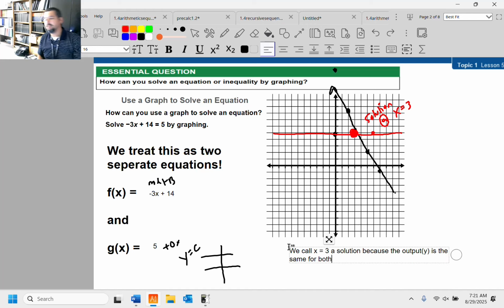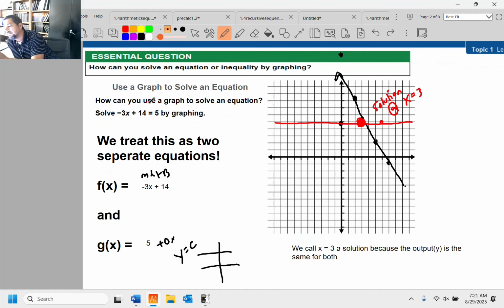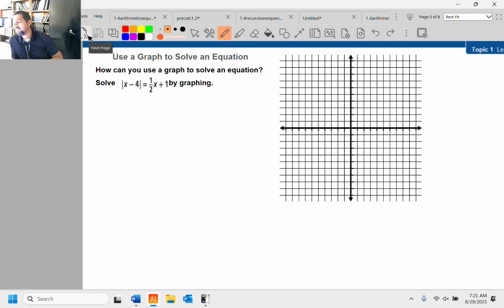And it'd be kind of silly to even do this one by graphing. It really would be. We would have taken away 14, negative 3x is negative 9. And we would have divided out the negative 3, and we would have got it just like that. It's a two-step equation algebraically. But it's a good intro for how to solve by graphing. So here's one that's a little more advanced.